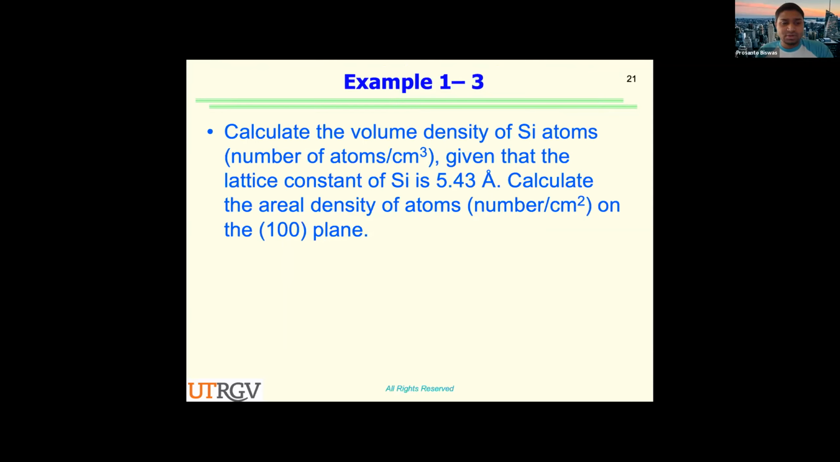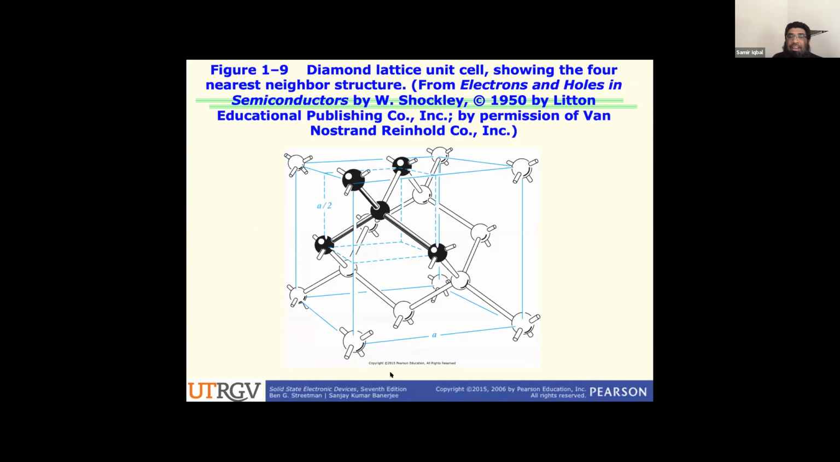All right, so that's an example from the book. Calculate the volume density of silicon atoms, number of atoms per centimeter cubed. There is a Q here. When you talk about volume density, it is always going to be per centimeter cubed, right? But if somebody asks for areal density, then you're talking about the area, so it will be centimeters squared. So then you will be looking at different things.